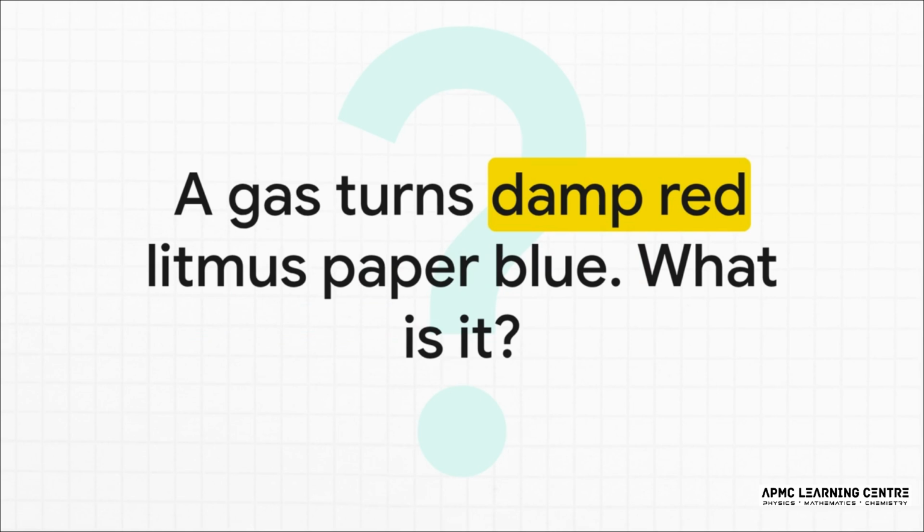Okay, question number 2. Let's say you're in the lab. A mystery gas is produced, and it turns your damp red litmus paper blue. What gas is it? Yep, you got it. It has to be ammonia.